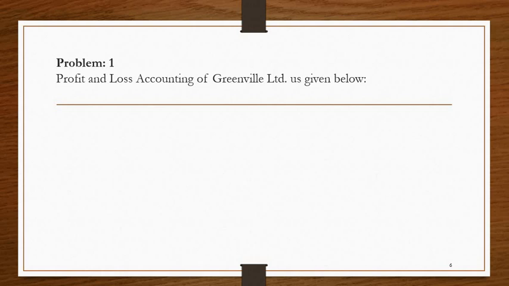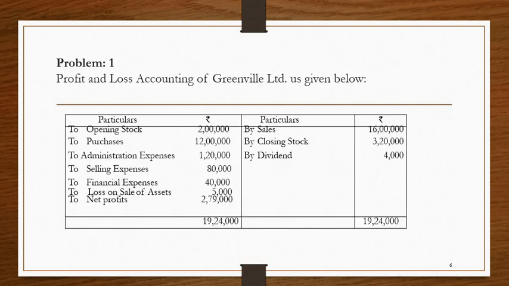So let's discuss one problem. The profit and loss account of Greenwell Limited is given below. On the debit side, we have opening stock 2 lakh, purchases 12 lakh, administration expenses 1,20,000, selling expenses 80,000, financial expenses 40,000, loss on sale of assets 5,000, and net profit 2,79,000.